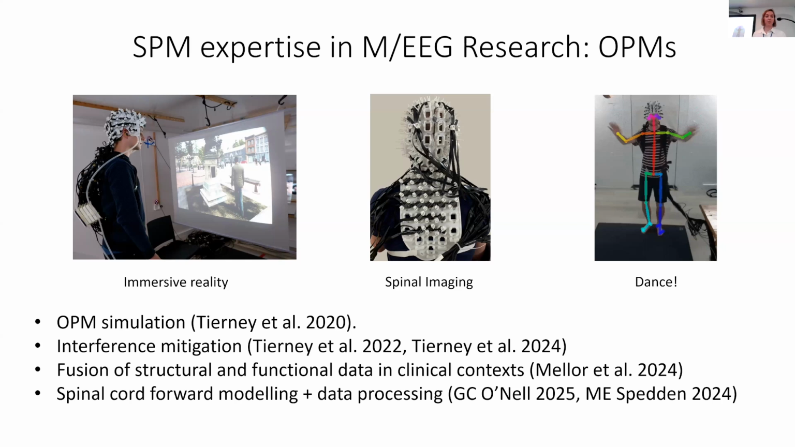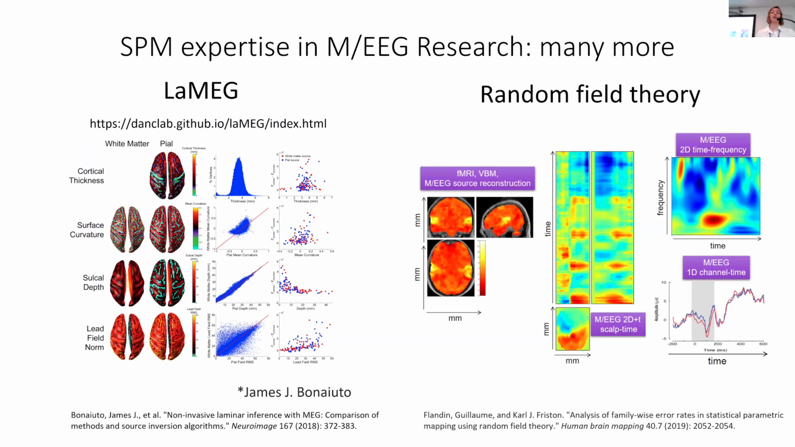Tim Tierney will later talk in a bit more detail, but something like homogeneous field correction, for example, is becoming the gold standard now in OPM analysis. Also, because it's a great tool, it's now available in MNE-Python too. Yes, and any other expertise that SPM can offer, there are many, many more.